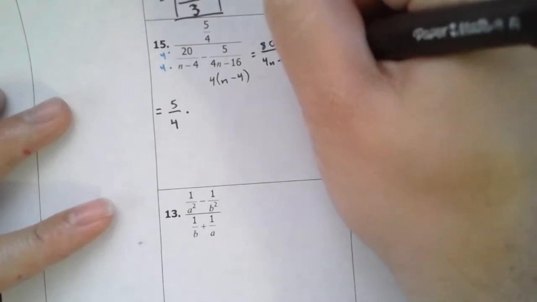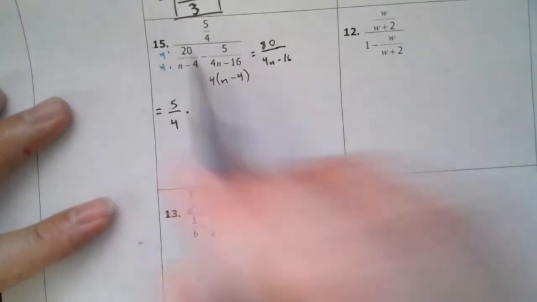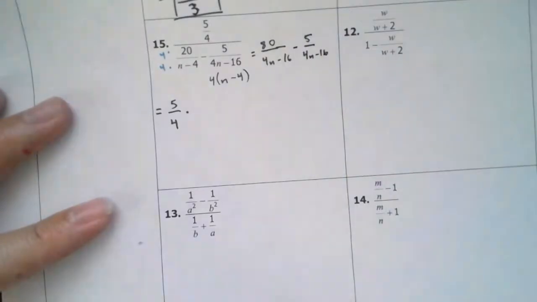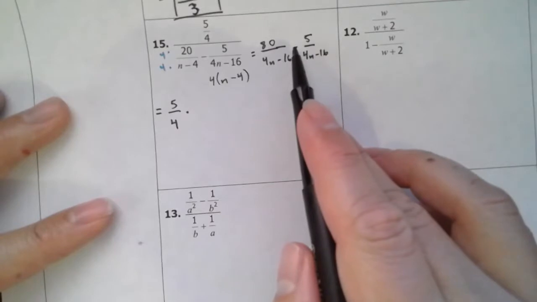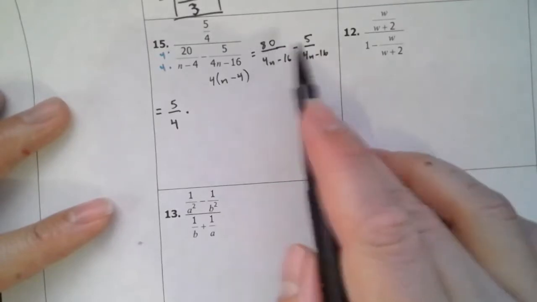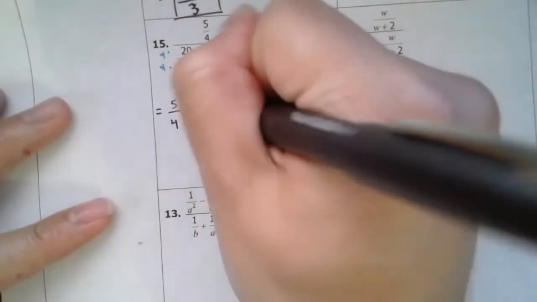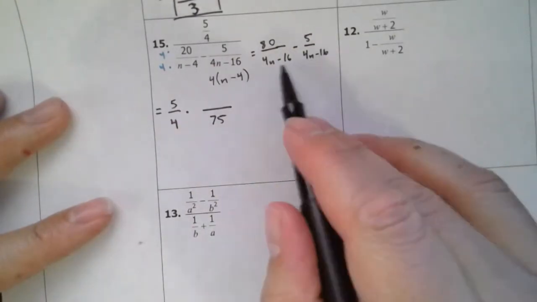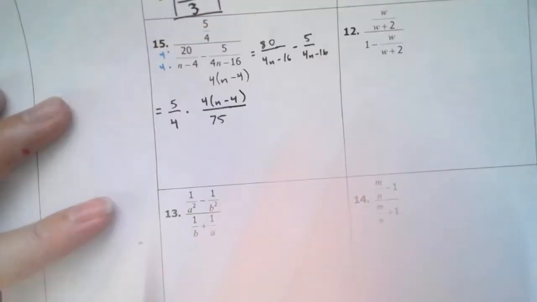80 over 4n minus 16, that's this first one here, minus 5 over 4n minus 16. Okay, so the numerator becomes 75, 80 minus 5. So when I take the reciprocal, I get 75, and then I can take the factored version of the denominator here. You take out the 4, so 4 times n minus 4. Okay.